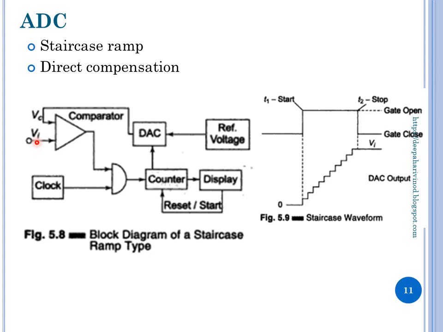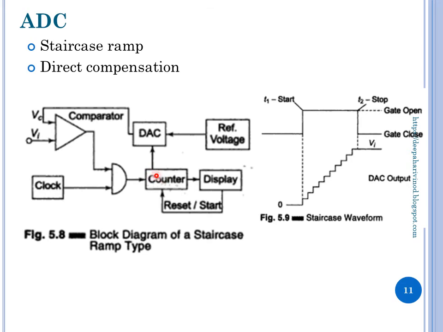At instant T2, the output voltage of the input comparator changes state. At this point, the output voltage of the comparator changes the state or polarity so that the gate closes. Due to that, the gate closes and the counter stops. If the gate closes, the clock will not flow and the counter stops counting.